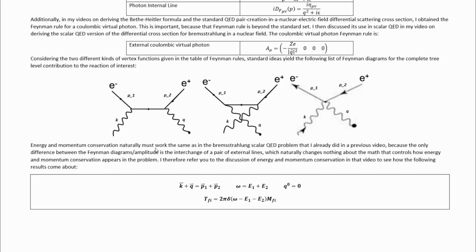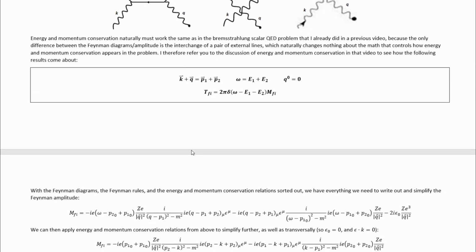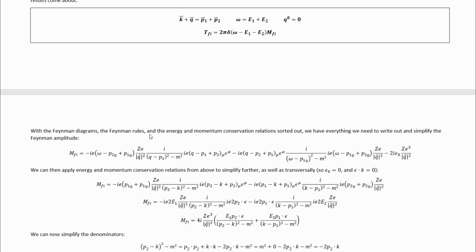Energy and momentum conservation naturally must work the same as in the Bremsstrahlung scalar QED problem that I already did in a previous video, because the only difference between the Feynman diagram and amplitude is the interchange of a pair of external lines, which naturally changes nothing about the math that controls how energy and momentum conservation appears in the problem. I therefore refer you to the discussion of energy and momentum conservation in that video to see how these results come about. All of these relations are only very slightly different because of the interchange of particles, and they come about via the same process. With the Feynman diagrams, the Feynman rules, and the energy and momentum conservation relations sorted out, we have everything we need to write out and simplify the Feynman amplitude.